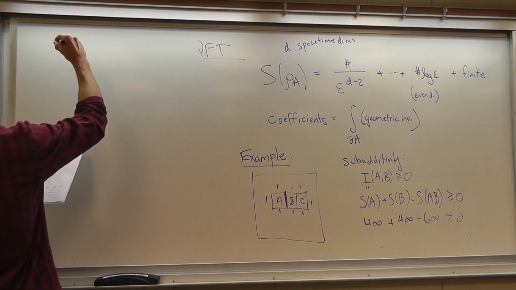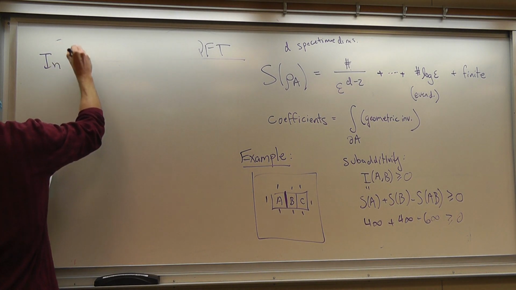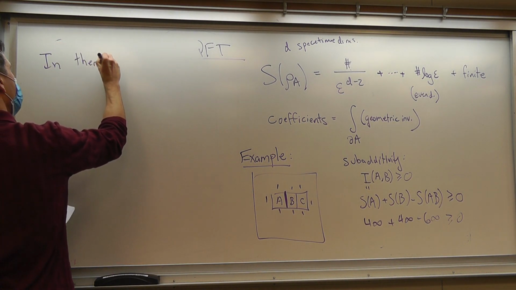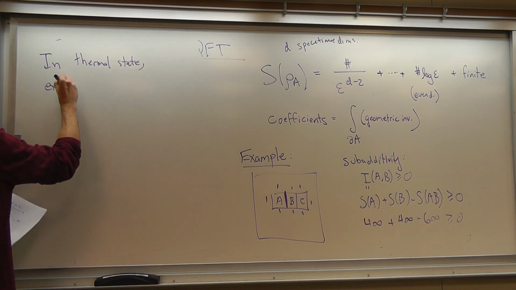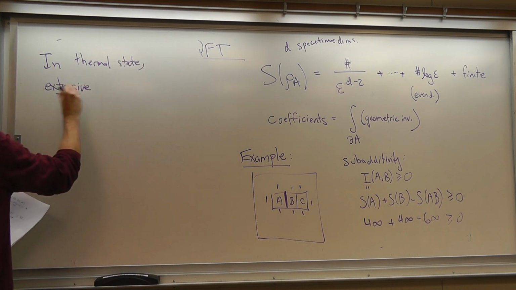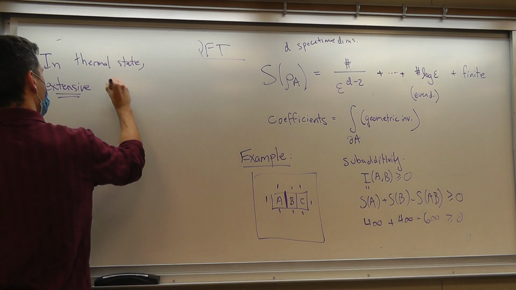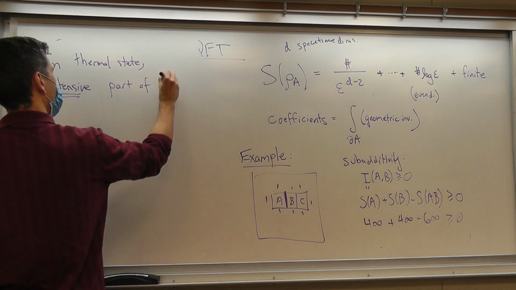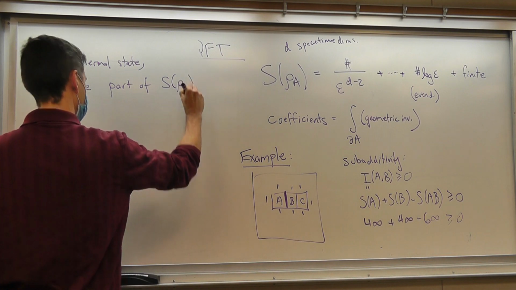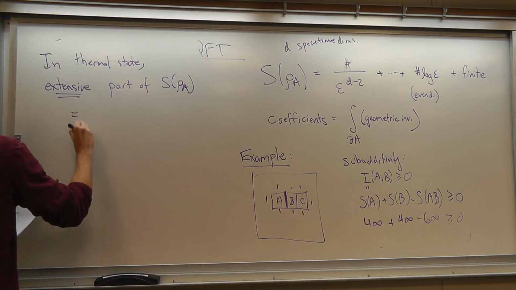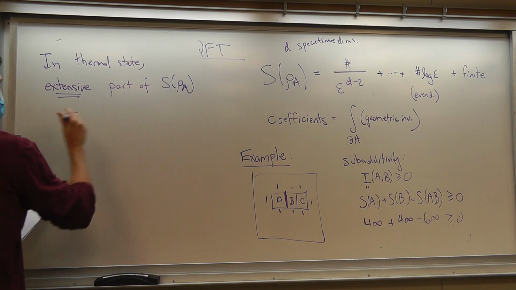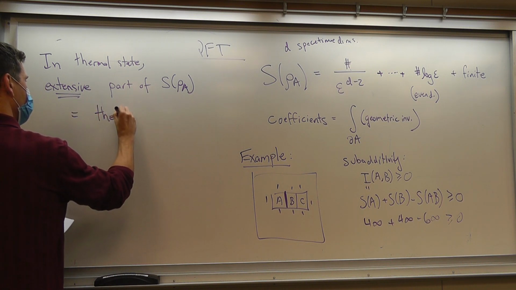So the takeaway is that in the thermal state, the extensive volume scaling part of S of rho A is equal to the thermodynamic entropy.